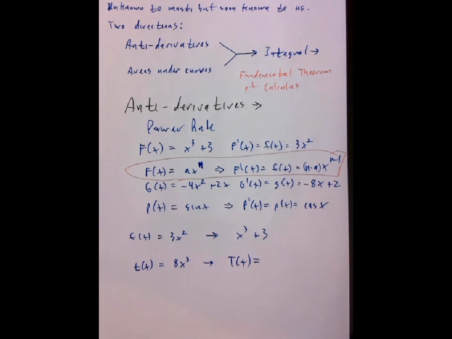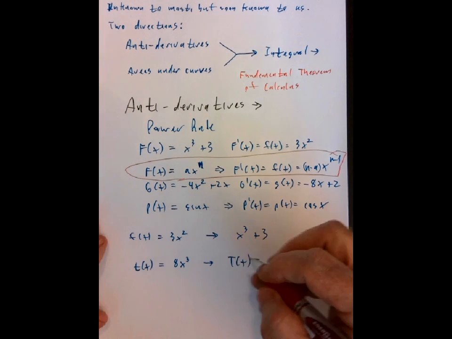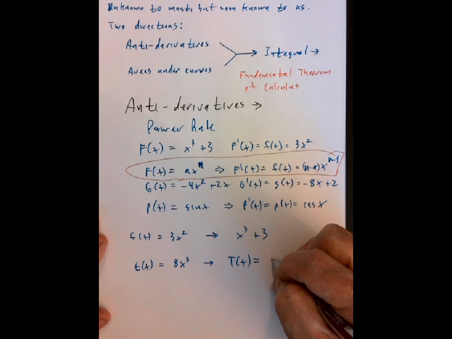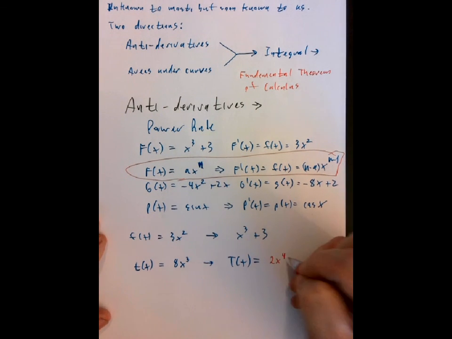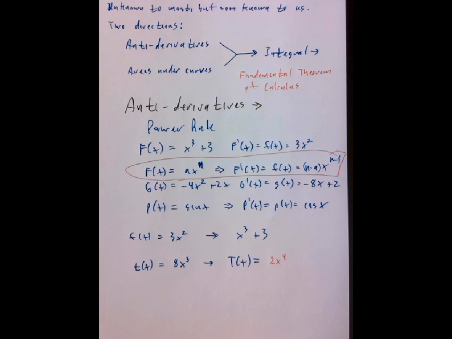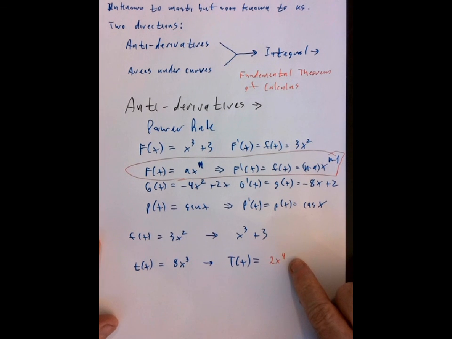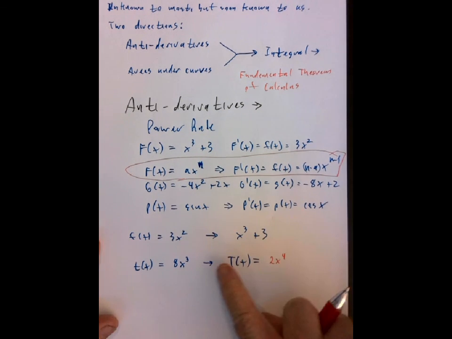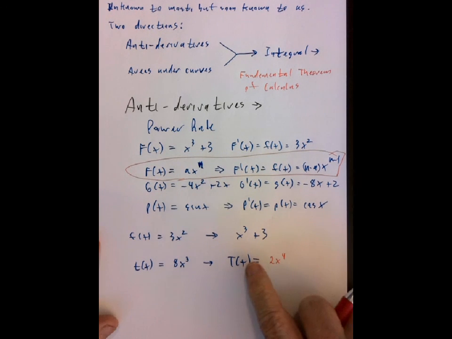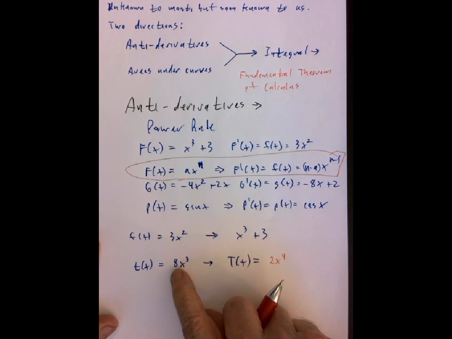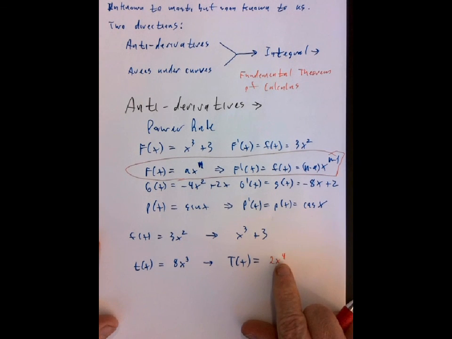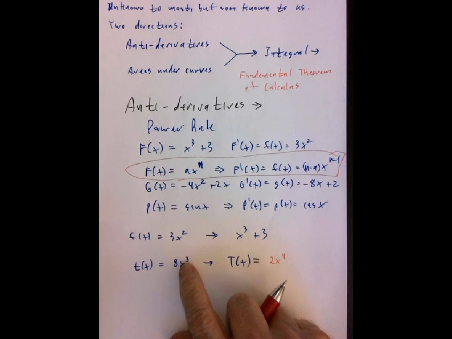Okay, you're back. Hopefully you thought of it. If you got 2x to the fourth power, then you would be correct. Because if you take the derivative of this, 4 times 2 is 8, which gives us the new coefficient, and then subtracting 1 from the 4 gives us 3. That would give us the antiderivative. Keep in mind.